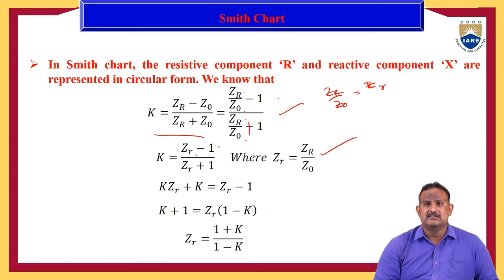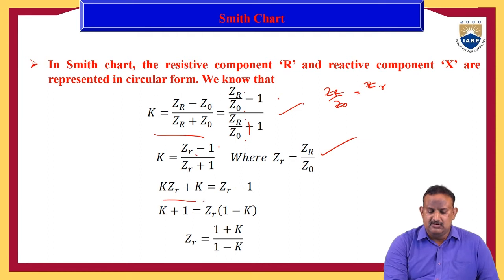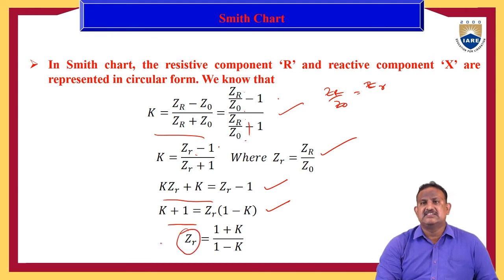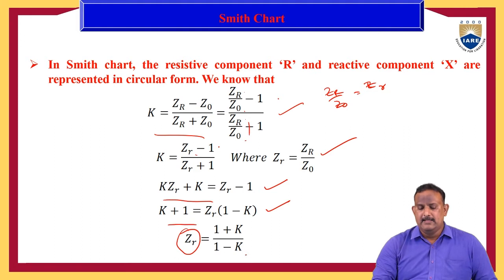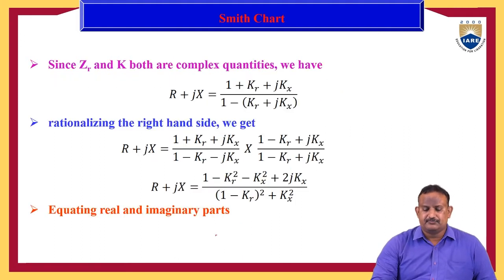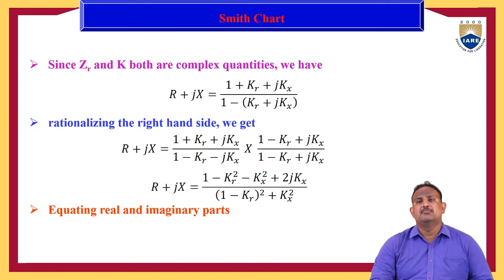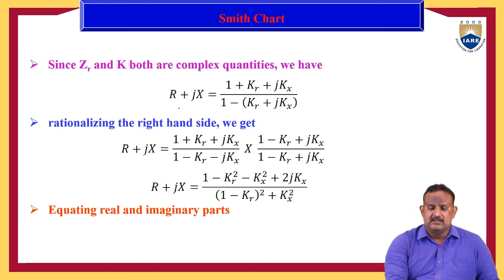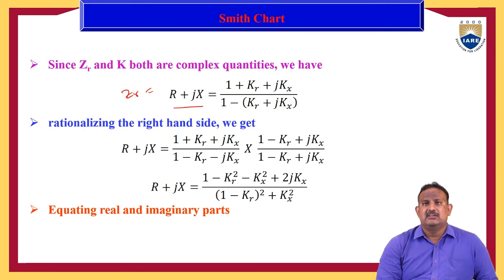Here z is the normalized impedance. If you cross multiply the equation, Kz plus K is equal to z minus 1, or K plus 1 equals z into (1 minus K), so the normalized impedance z is equal to (1 plus K) by (1 minus K). So z and K are both complex quantities, and we can express z as R plus jX. z can be expressed as a combination of real and imaginary terms, and K is also a complex number which consists of both real and imaginary terms.